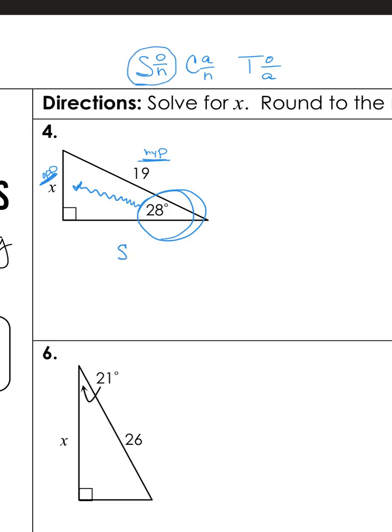So sine 28 equals, and it says put opposite over hypotenuse, so x over 19, and then we cross multiply. So we get x equals, and on my calculator we do 19 times sine 28. On my phone calculator I do 19 times 28 sin equals, and that's for the iPhone. Now Androids, I believe you can do 19 times sine 28 equals. But whenever you do that, you're going to get 8.9.